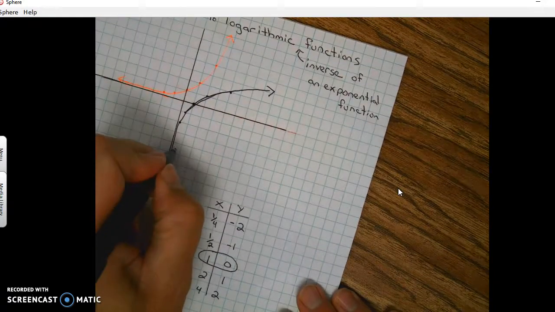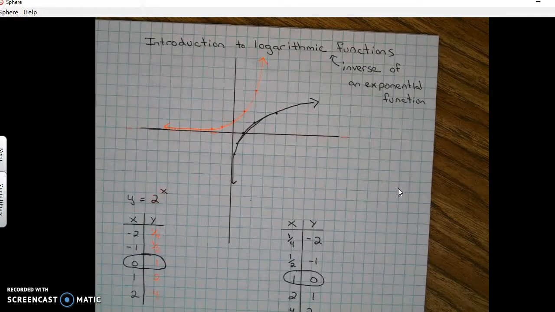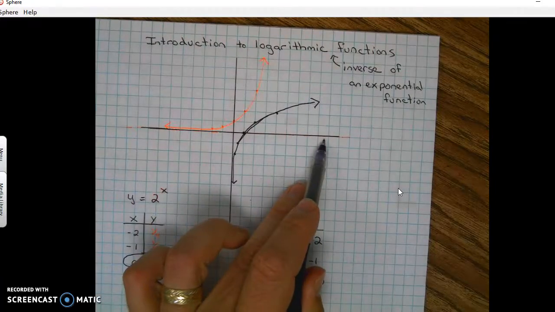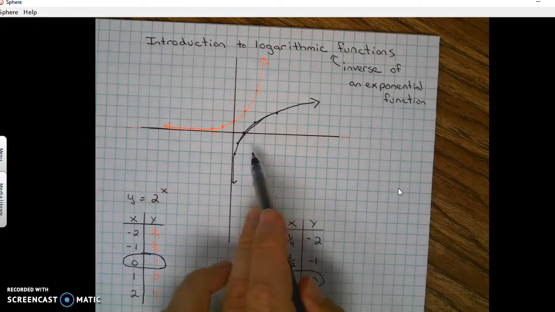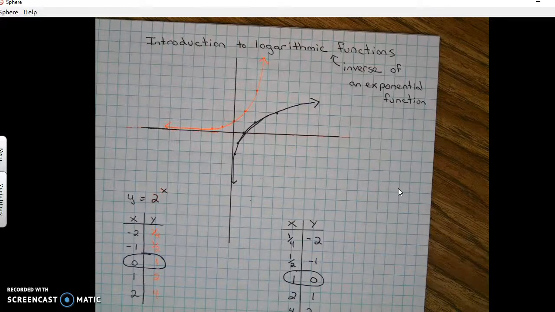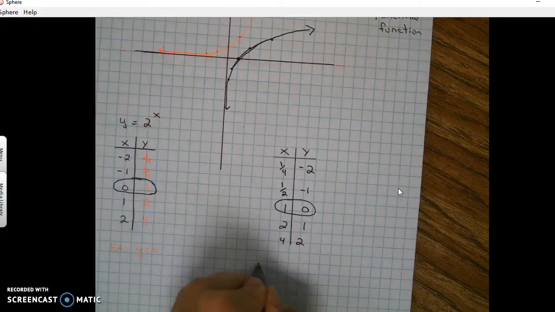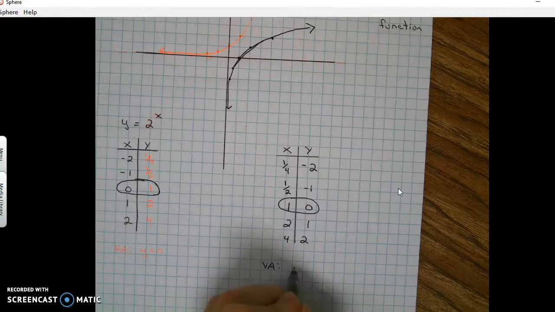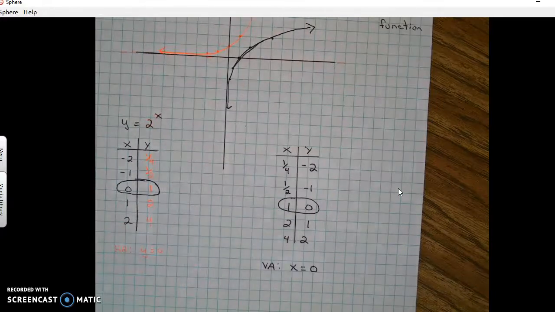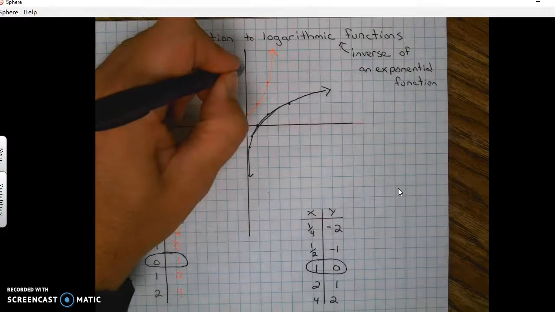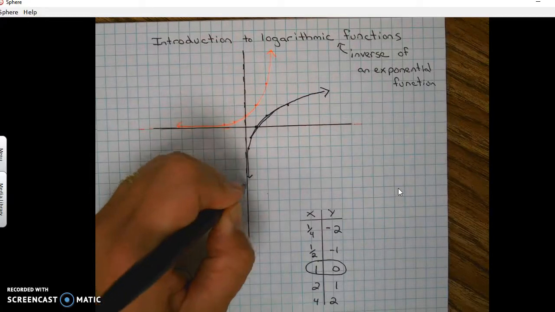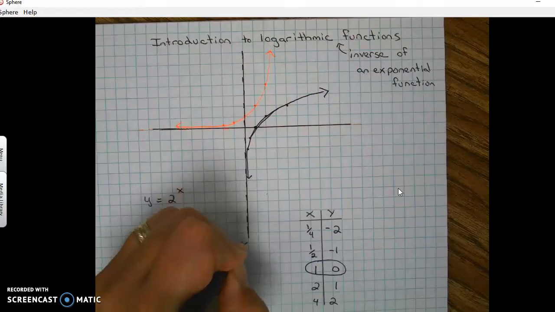Now, some things to keep in mind. With an exponential function, we had a horizontal asymptote. With a logarithmic function, what do you think we're going to have? That's correct. We're going to have a vertical asymptote. And as the horizontal starts with a y, the vertical asymptote starts with an x. X equals 0. So this is going to be our vertical asymptote for this parent. X equals 0.